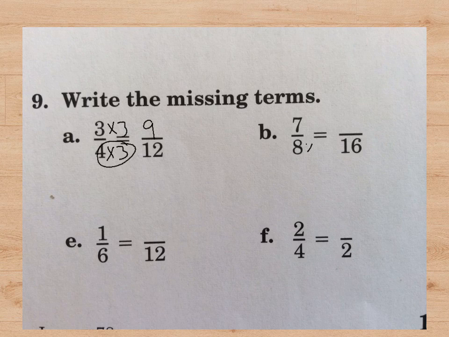8 times what equals 16? 8 times 2 is 16. So if you do a times 2 there, you have to do a times 2 here. 7 times 2 is 14.